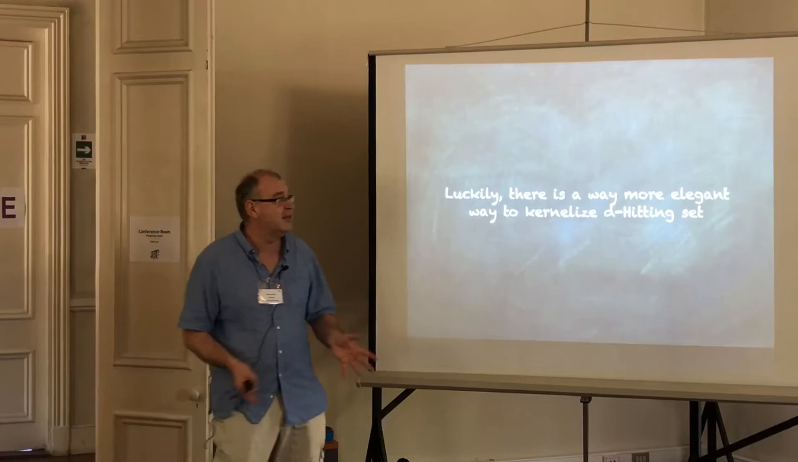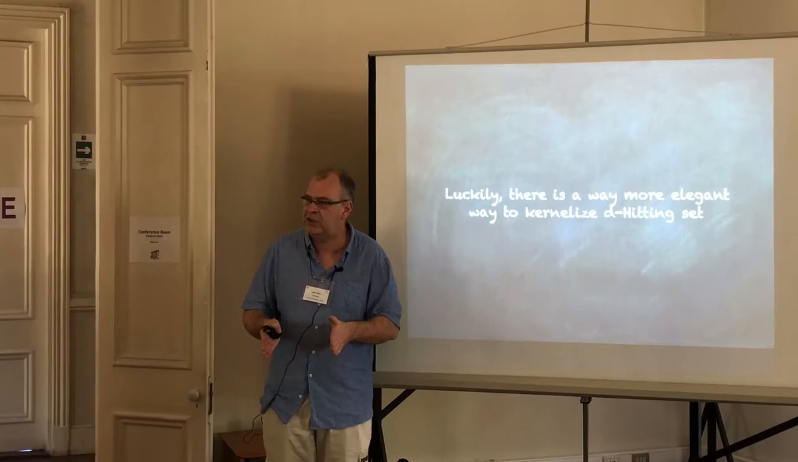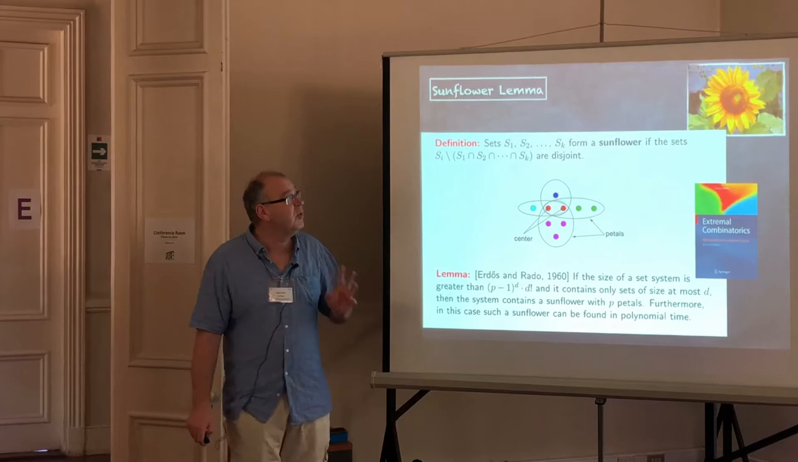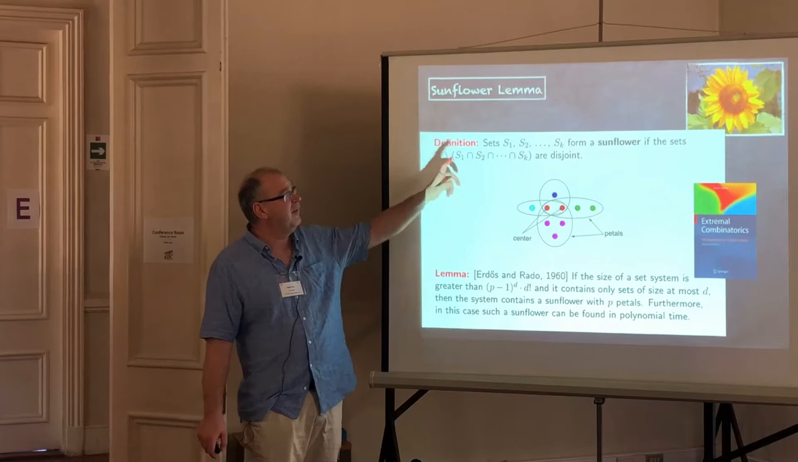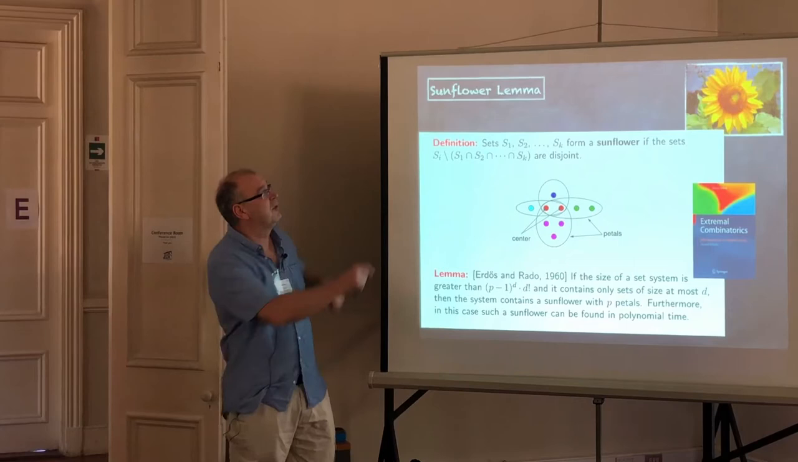Actually, we just have to look at the problem from a slightly different angle. It's more or less the same bus reduction rule, but it has a nice and classical name: the Sunflower Lemma. The Sunflower Lemma is an old result from 1960 by Erdős and Rado. So what is a sunflower? If I have k sets, they form a sunflower if all sets formed by removing the common intersection from each set are disjoint.